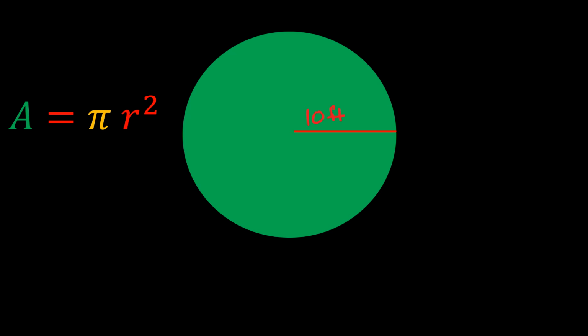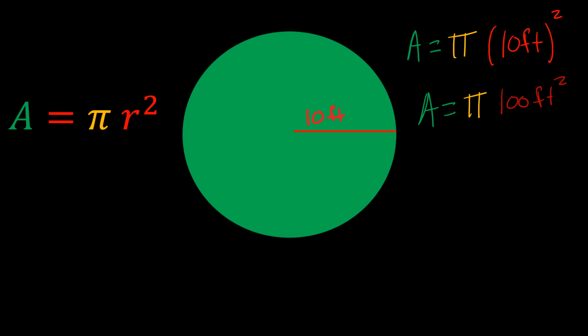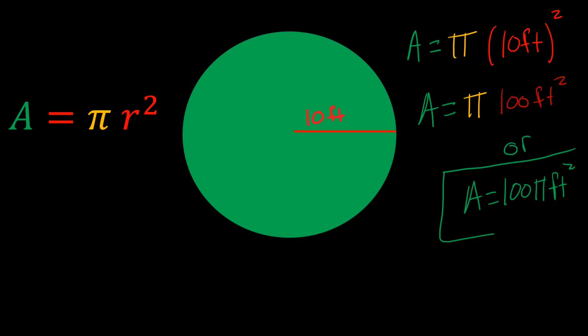And in case you guessed it, area is going to be equal to pi. My r is going to be 10 feet. And of course, I have to square that. So now area will equal pi times 10 feet squared, which is just going to be 100 feet squared. Right? And we could rearrange this equation and say that area is equal to 100 pi feet squared. Both answers are acceptable.